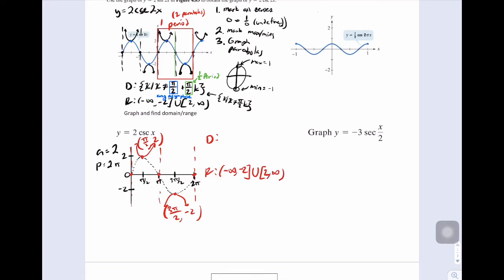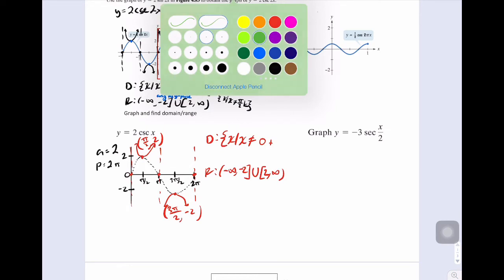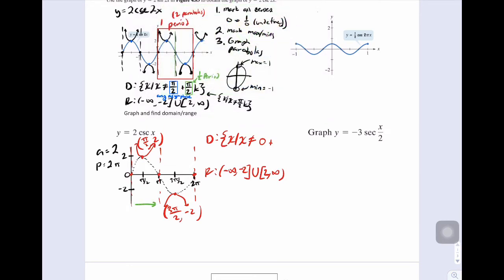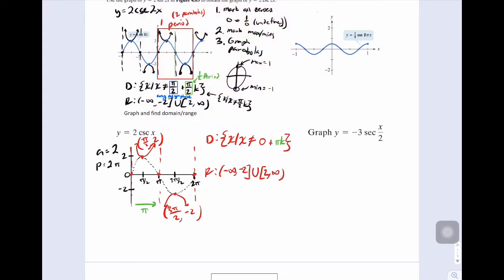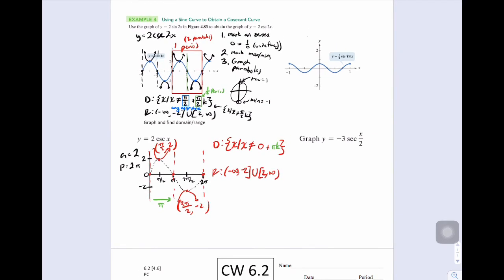Now the domain, let's put our fancy bracket, x such that x cannot be. So pick any asymptote. You could pick 0, you could pick pi, 2 pi, 3 pi, whatever. 0 plus. Now notice the distance between each asymptote. That's pi, or 1/2 the period. So that's just pi k. And that's our domain. Done. So now let's try the next example. Let me draw a line right here for you.